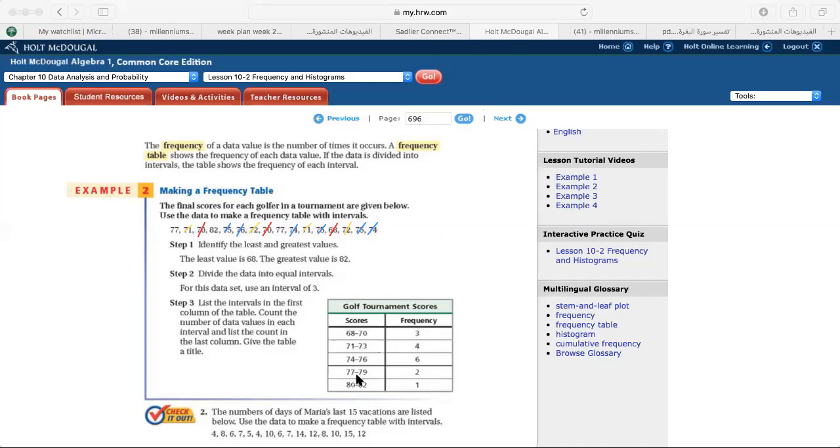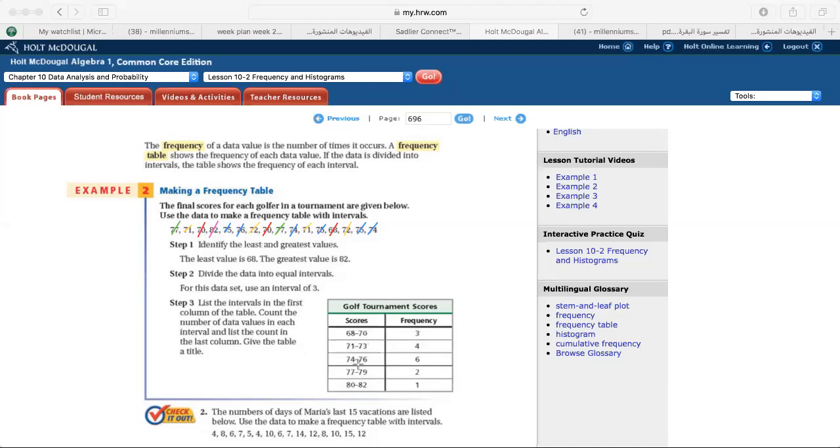Okay, from 77 to 79. 1, 2, only 2. So I will write 2. From 80 to 82, 1. So the scores that are from 68 to 70 are 3.